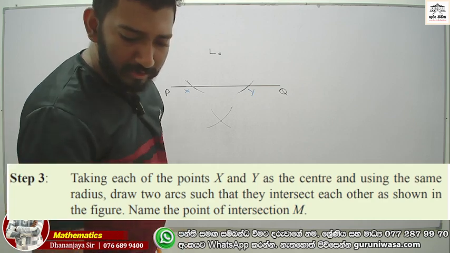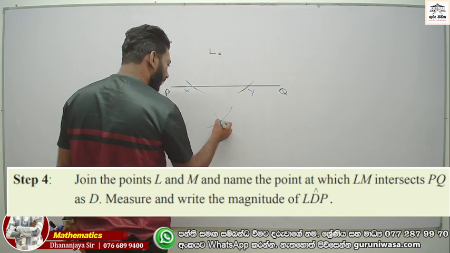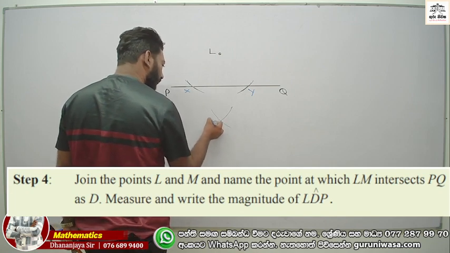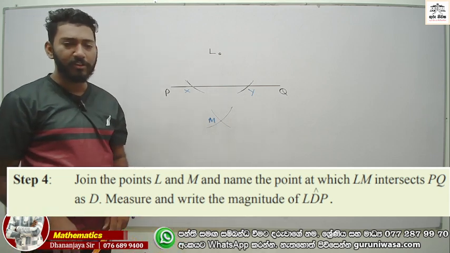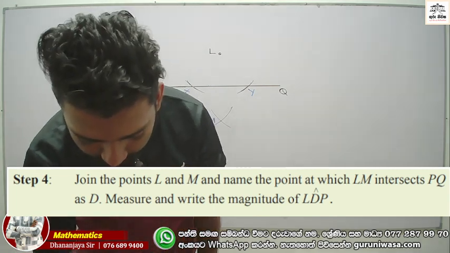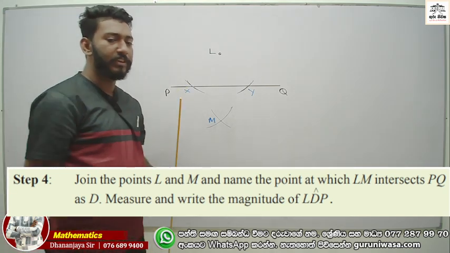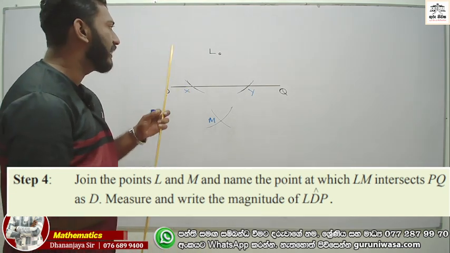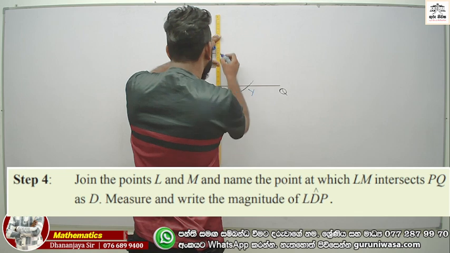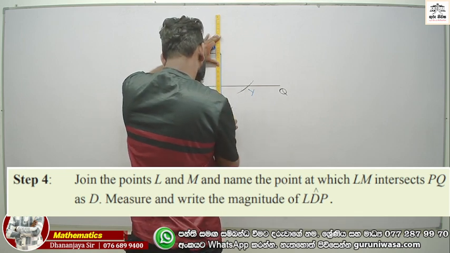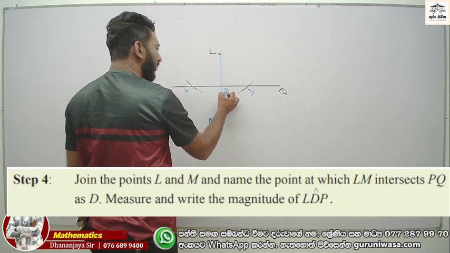Now name it simply capital M. Now I am going to mark it as capital M, right? Now join the points L and M. Name the point where LM intersects PQ as D. Now I am going to mark LM, joining LM. Now the intersection point is here. I am going to mark it as D.